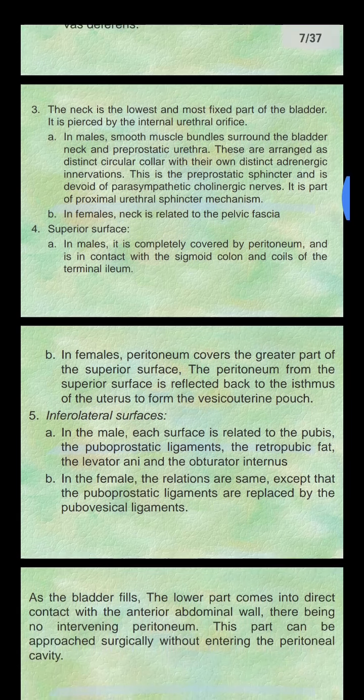Then the inferior lateral surfaces. In the males, each surface is related to the pubis. What is the pubis? The pubic bone, which you might have studied in the hip bone. It is related to the puboprostatic ligament, the retropubic fat, the levator ani and the obturator internus muscles. I'll show you in the diagram what these are. In the females, the relations are the same except the puboprostatic ligament is replaced by the pubovesical ligament.